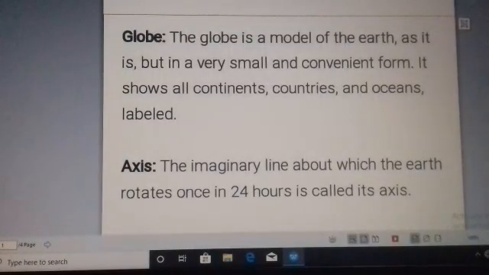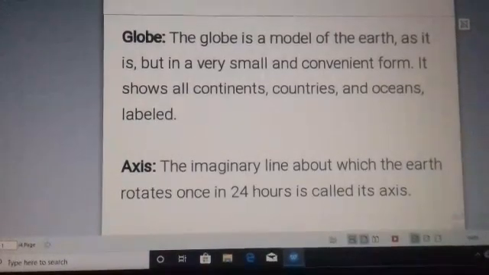It shows all continents, countries and oceans labeled. That is, all the features of the earth which are present in actual are represented on the globe with proper labeling and according to a scale.